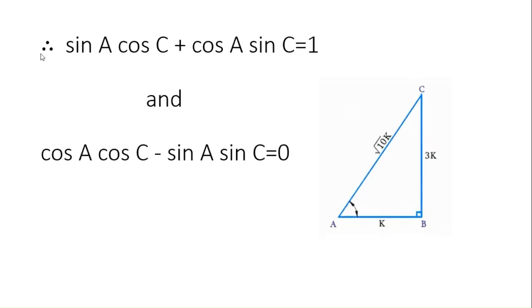So we got cos A cos C minus sin A sin C is equal to 0. Finally, we are able to find out sin A cos C plus cos A sin C as 1 and cos A cos C minus sin A sin C is equal to 0. Okay, I hope you understood the problem.